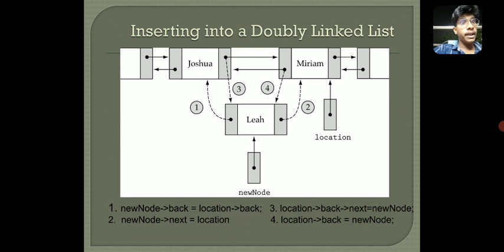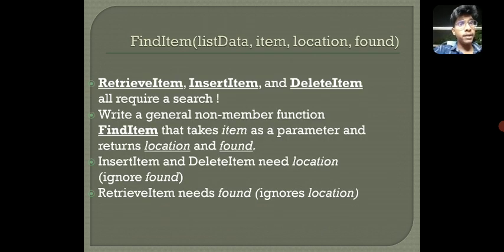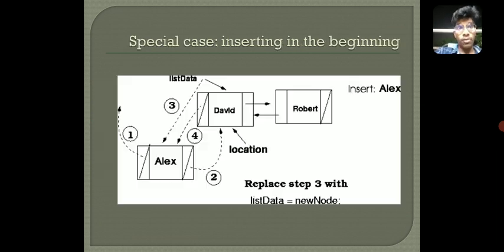Inserting into a doubly linked list: new node back is equal to location back, and location back next is equal to new node. New node next is equal to location. Location back is equal to new node. Find item, list data item location found. Retrieve item, insert item and deleting item are all required as such. Write a general non-member function find item that takes item as a parameter and returns location and found. Insert item and delete item need location, and retrieve item needs found.